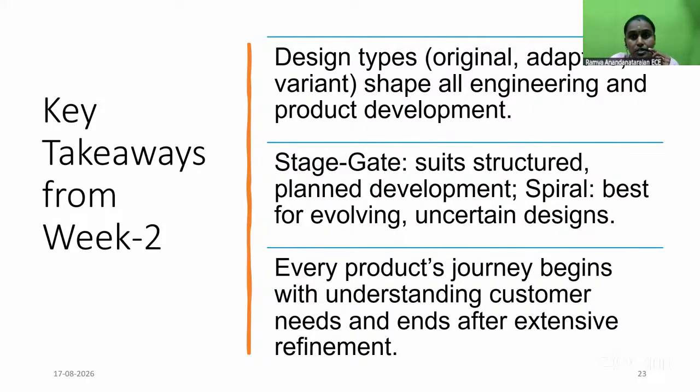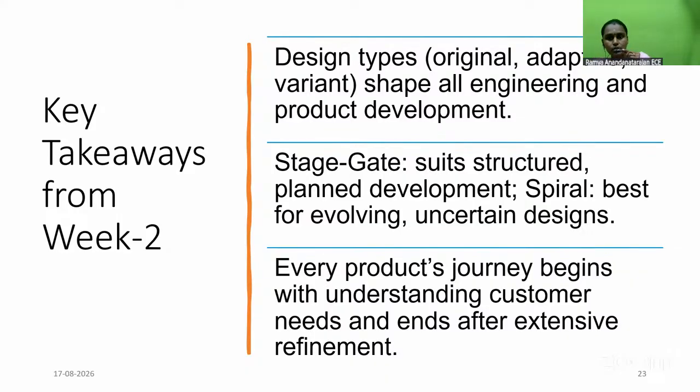What are the three types of designs that we discussed? Original, adaptive, and variant design. And we saw there are two types of process methods. One is stage gate, the other one is spiral. What is stage gate? It suits structured planned development. That is, it is a series of stages where you have a gate between every stage. In the gate, you say whether to proceed with it or you say a no for it. So yes or no, you decide whether it is accepted or not accepted, go or kill. That is stage gate process.